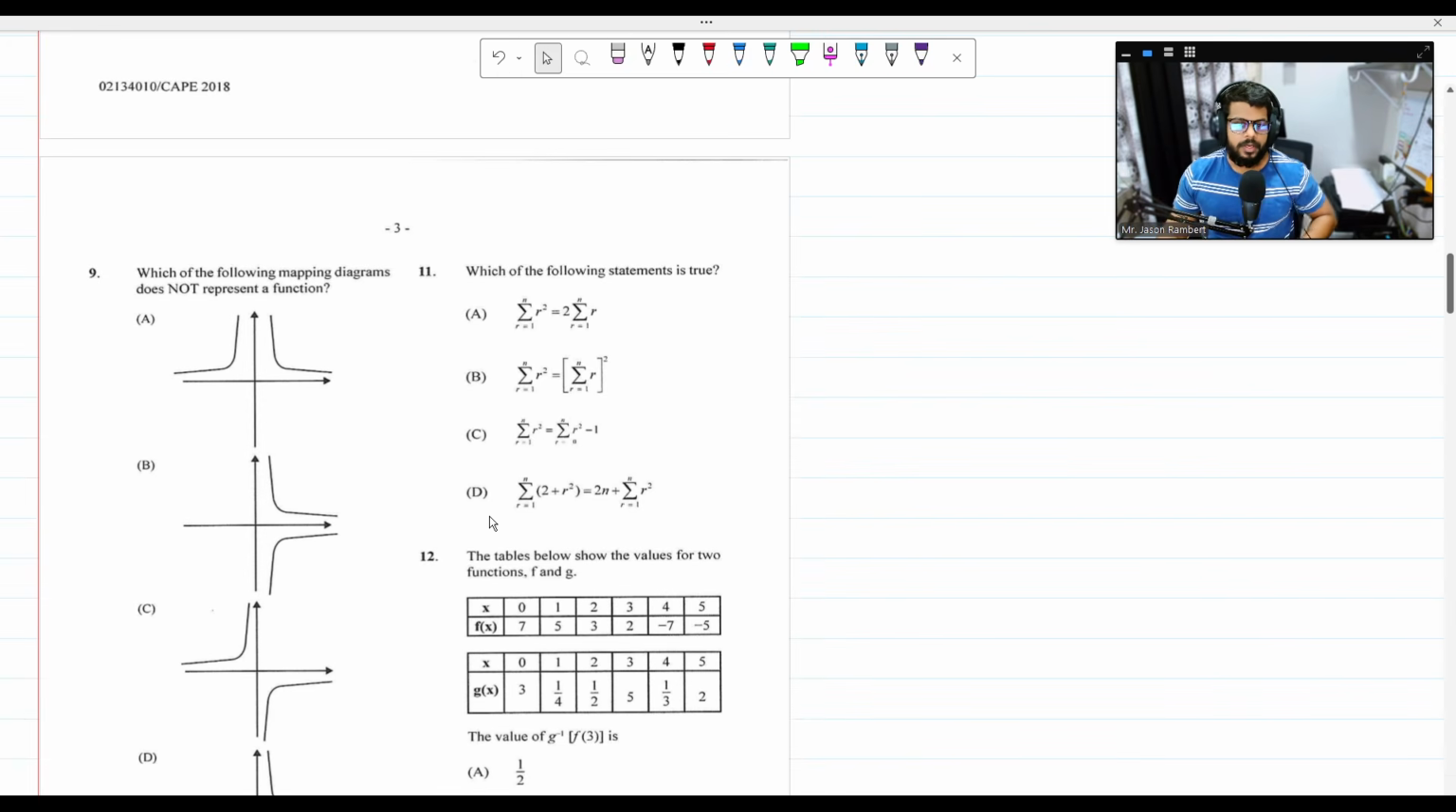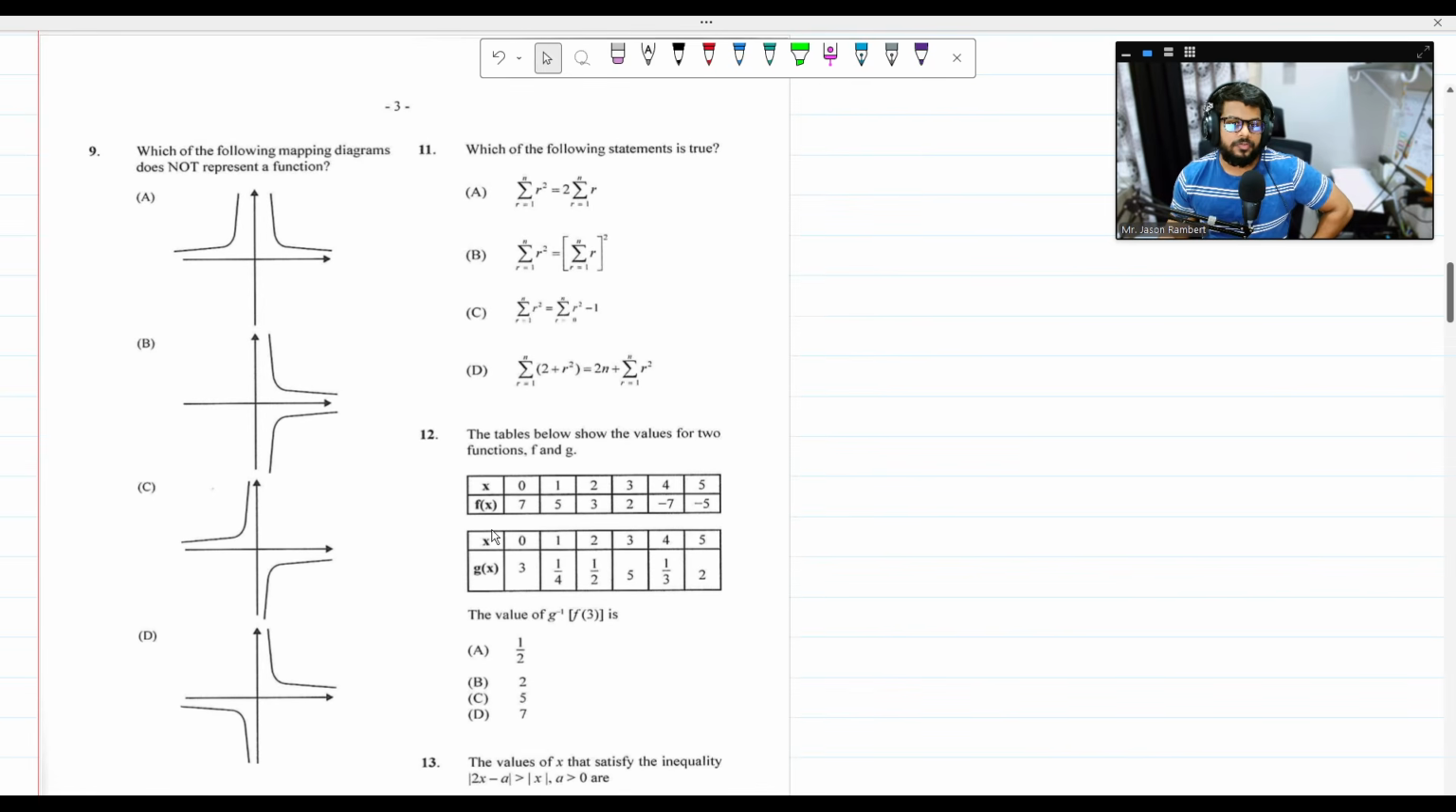Which of the following mapping diagrams does not represent a function? So the first test we are going to take is a vertical line test. If we cut the graph more than once, it's not a function. Cutting twice, not a function.